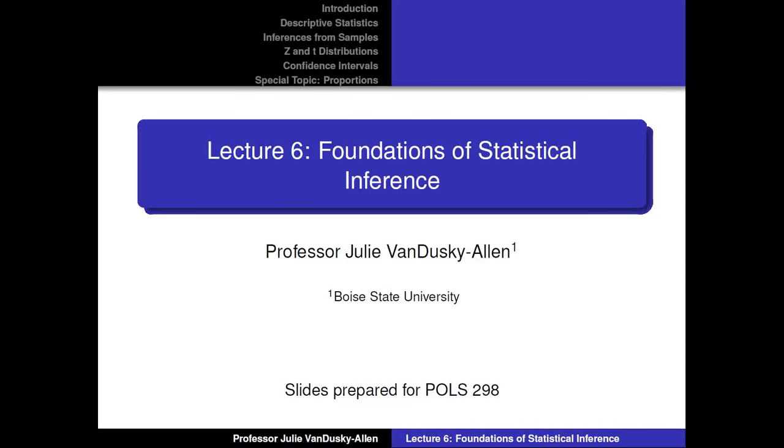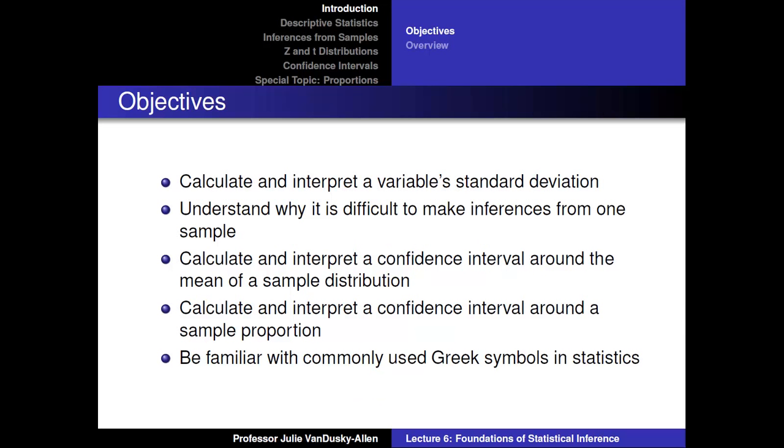This is Lecture 6, Foundations of Statistical Inference. By the end of this lecture, you should be able to calculate and interpret a variable standard deviation, understand why it is difficult to make inferences from one sample, calculate and interpret a confidence interval around the mean of a sample distribution, calculate and interpret a confidence interval around a sample proportion, and be familiar with commonly used Greek symbols in statistics.